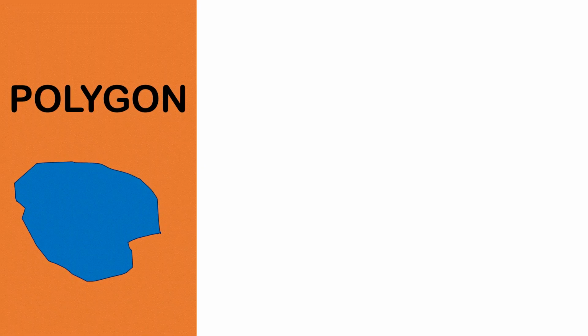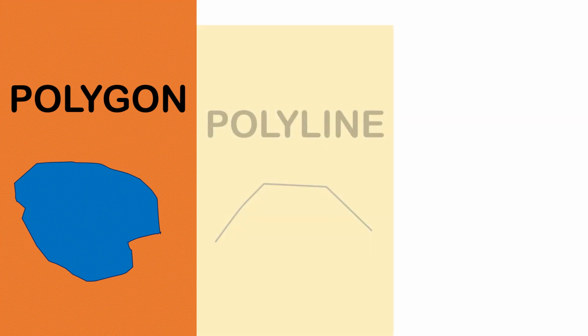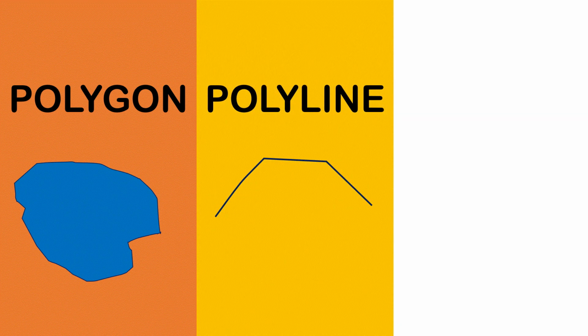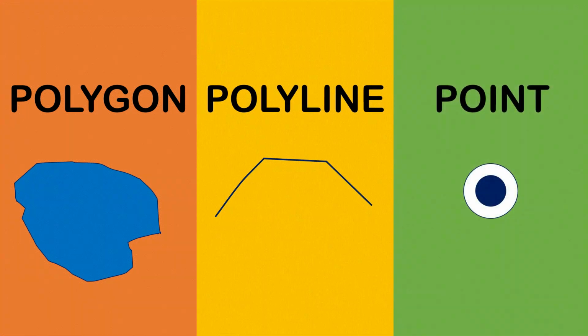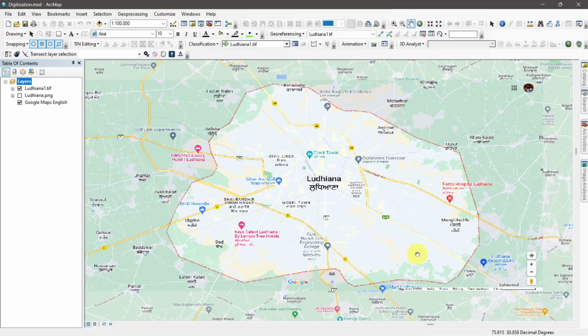In GIS, we can create shapefiles in three types. Let's go one by one. First, we need to add a georeferenced image. Go to Customize and enable the Editor toolbox.